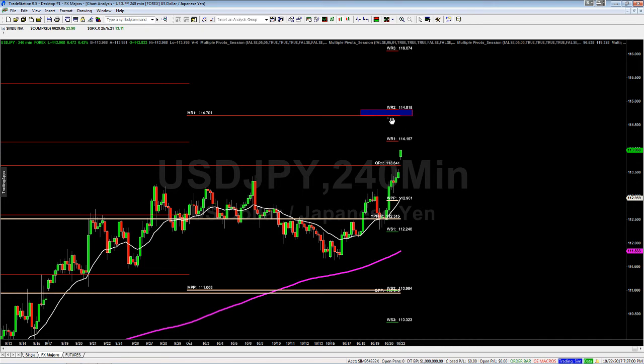I'll be looking for opportunities to possibly get a little bit short the pair based on how price reacts at the top of the range. We do currently have a gap on this chart. If this is a true gap, we could see price come up, touch the weekly R1, or up here at the monthly, come back down, fill that gap, and then head higher.